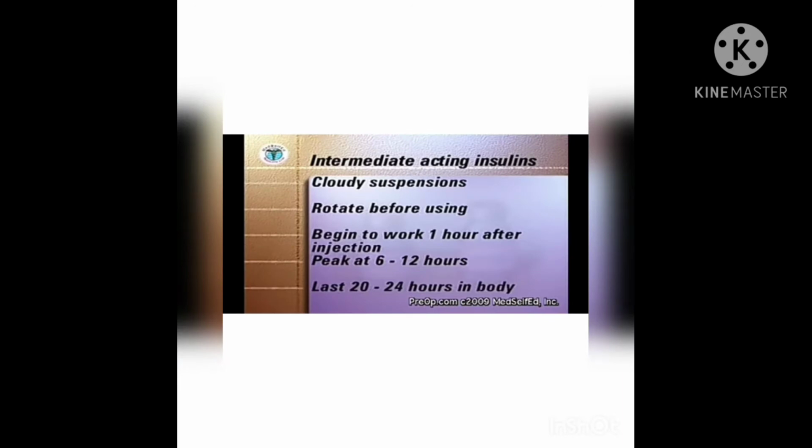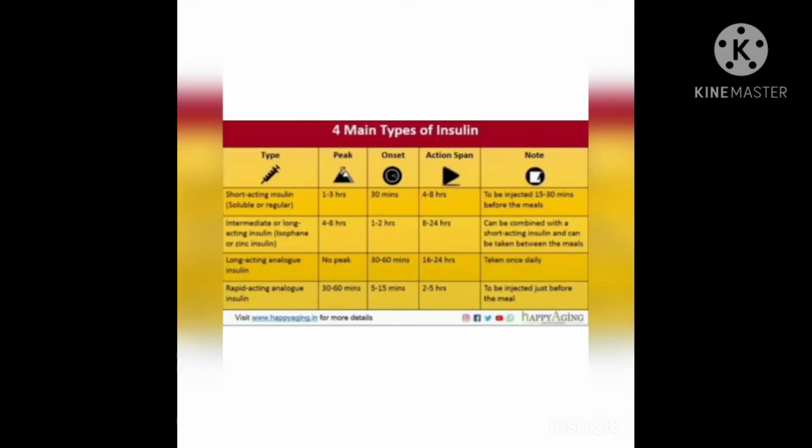Intermediate insulin. It begins to work 1 hour after injection. Its action is at its greatest between 6 to 12 hours. It lasts 20 to 24 hours in our body. It is often given before breakfast.